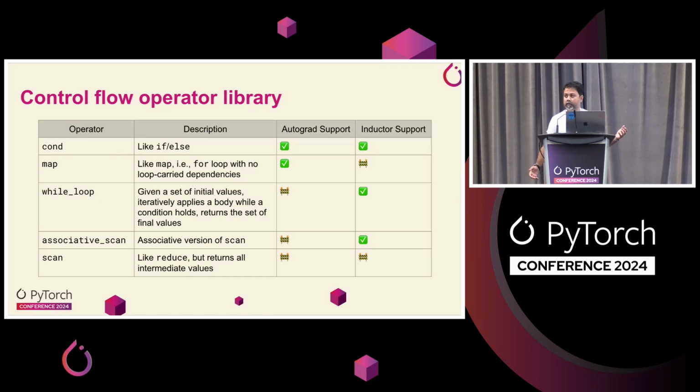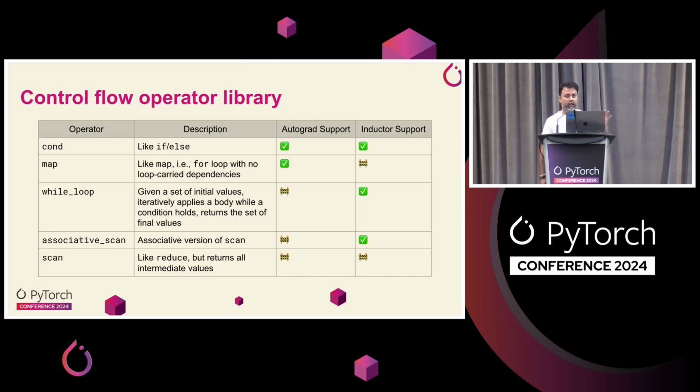Functional programming fans will find map in there. There's also scan, which is a more powerful version of reduce. These are all inspired by JAX, by the way. So with these control flow operators, you can basically trace multiple paths through your program.